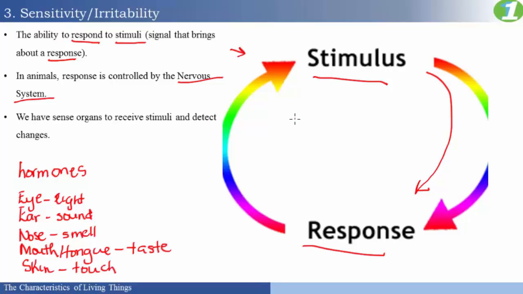Sensitivity will be further discussed under the topics nervous system and response to stimuli, where we will look at the differences between responses seen in plants and responses seen in animals. Now let's continue by looking at our next characteristic, which is growth.